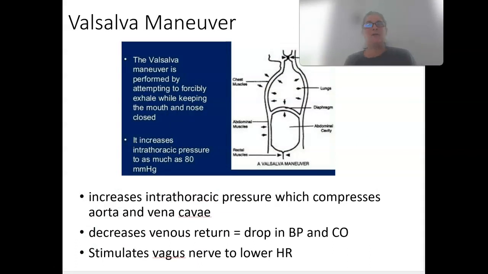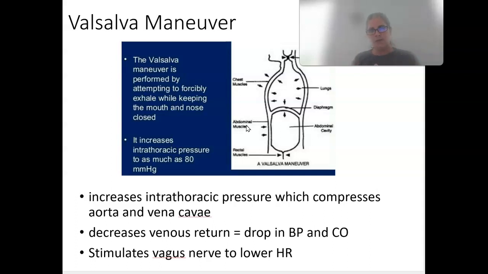So when you defecate and bear down, or if you're lifting really heavy weights, there's a brief period where you close off your pharynx, your mouth and nose, and you're basically exhaling. It causes a big increase of pressure inside your chest. Your intrathoracic pressure goes up, and that can compress your aorta and your vena cava.